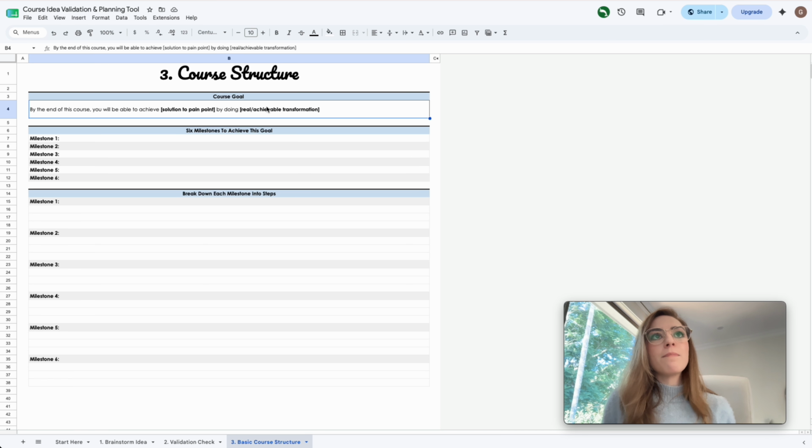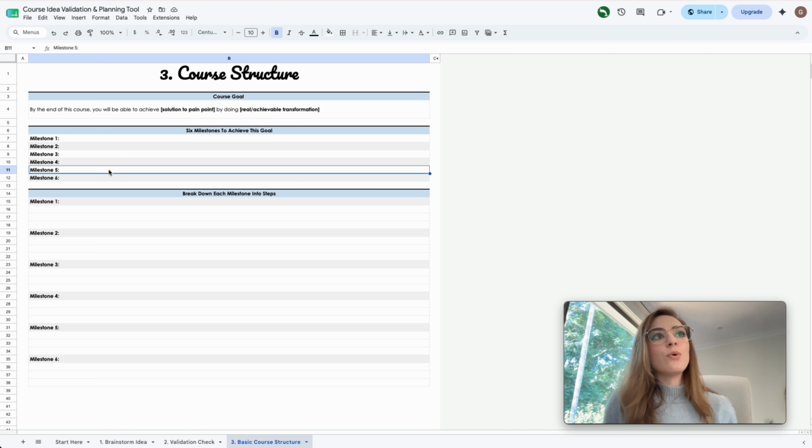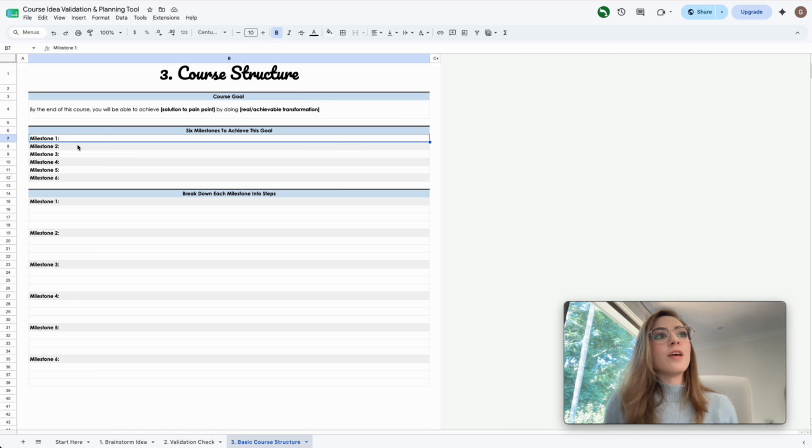Now, once you've mapped out your course goal, you want to think about what are the 6 milestones or steps that a learner would need to do in order to complete this course goal. Overall, these milestones are going to become your modules. A really good trick for developing milestones is to think about how each milestone or module is going to build on top of one another.